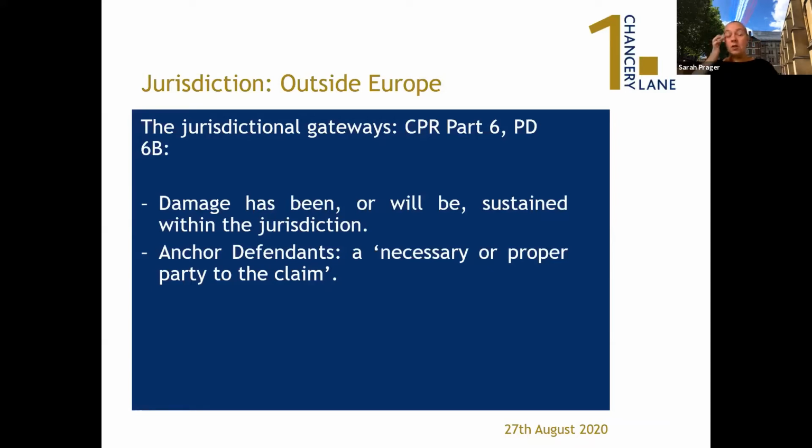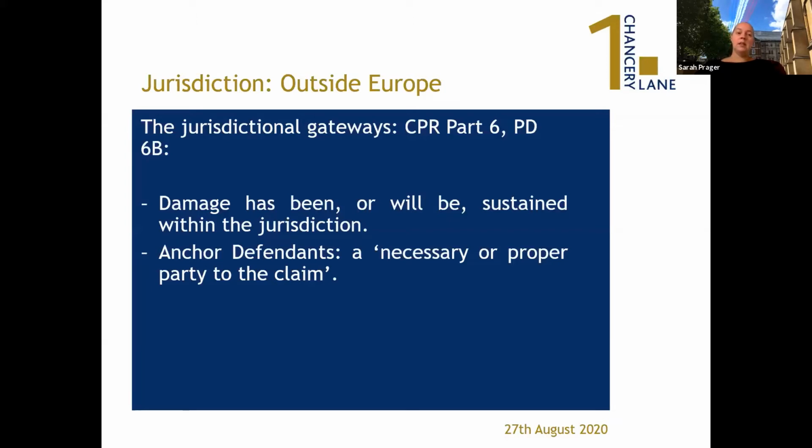So the first thing you need to ensure is that your road traffic accident falls within one of the jurisdictional gateways. And these are to be found, as I say, in CPR Part 6, Practice Direction 6B. So the ones that are most important for us are that damage has been or will be sustained within the jurisdiction. That's quite easy to satisfy for us, because if you've got an English claimant, they will probably still be suffering ongoing symptoms within this jurisdiction after they get back. If they're not suffering ongoing symptoms, it's probably not worth bringing a claim against a defendant who's outside Europe in any event, because it's difficult.